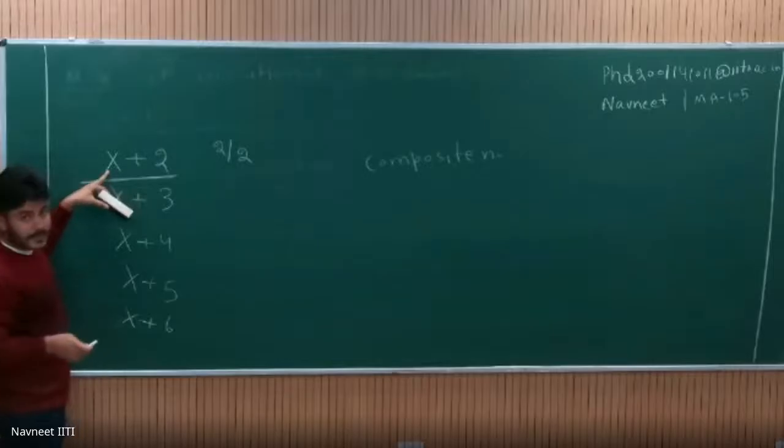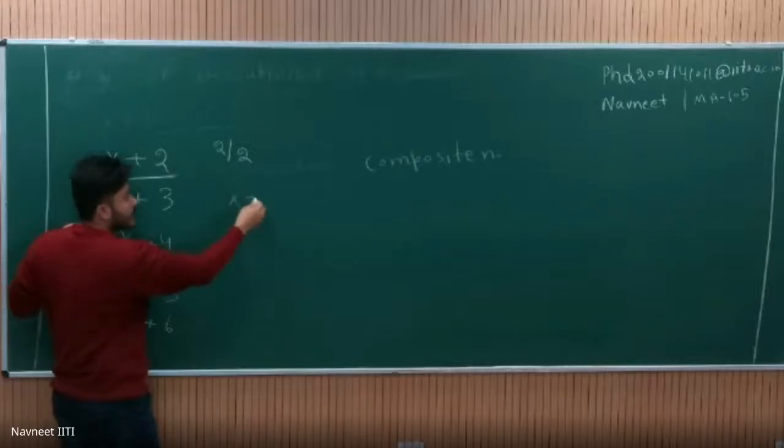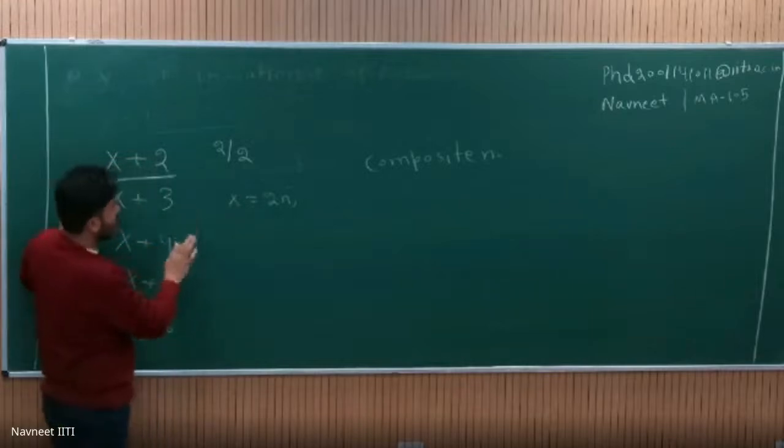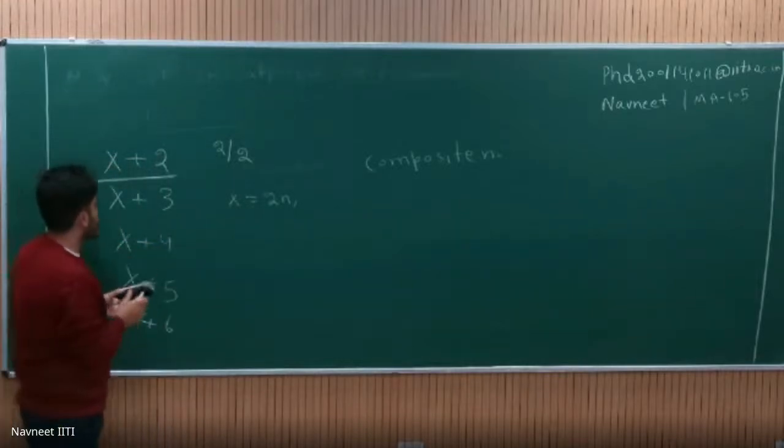Any answer? x equals 2n. What is the value of x? 2n, a multiple of 2. Okay, other? Even number, sir. Okay, all the even numbers are going to be divisible by 2.